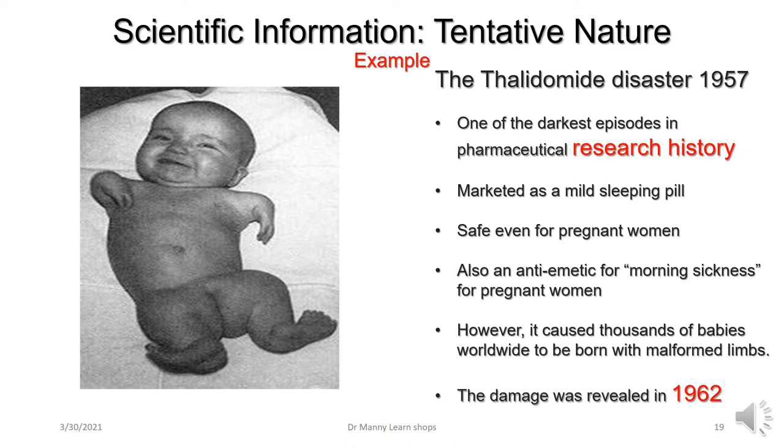Thalidomide was marketed or sold as a mild sleeping pill. It was considered safe for everybody, even pregnant women. It was also an antiemetic for morning sickness for the same pregnant women. However, it caused thousands of babies worldwide to be born with malformed limbs. However, look at the time period, 1957-1962. The damage that was done by this medication wasn't revealed till 1962. You do the math.